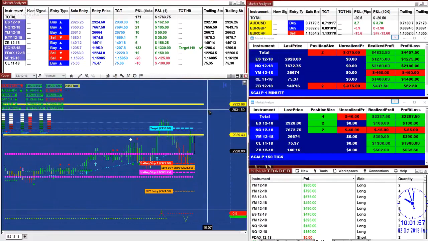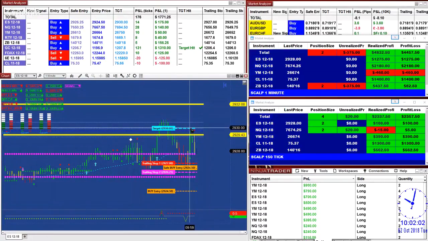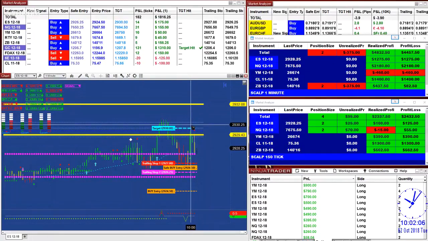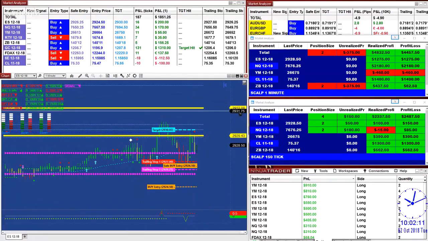So fair enough. The ES came back, retested as expected, and now we are in a very, very sideways market, and you cannot do anything to the ES. You cannot trade the ES. It's not tradable, the ES at all.